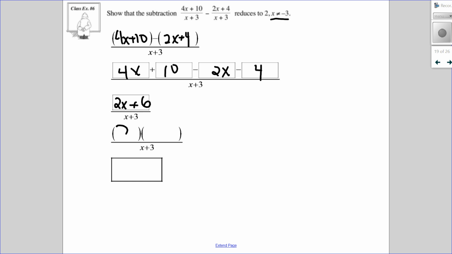I can factor a GCF of 2 out. So 2x divided by 2 is x, plus 6 divided by 2 is 3. I have a common factor, x plus 3 and x plus 3. So the whole thing simplifies to just be 2.